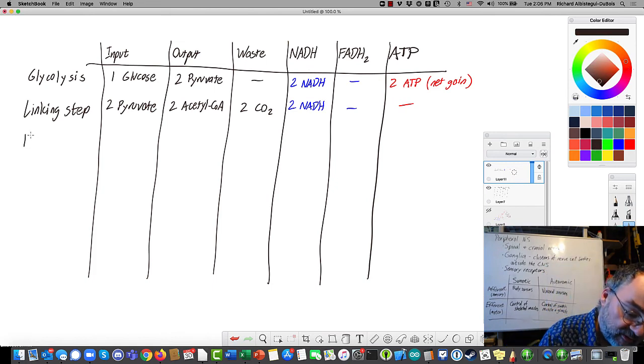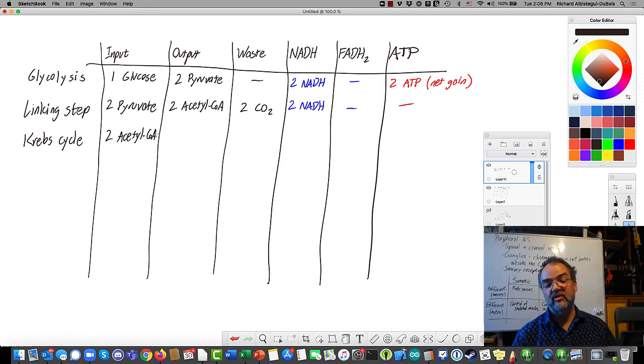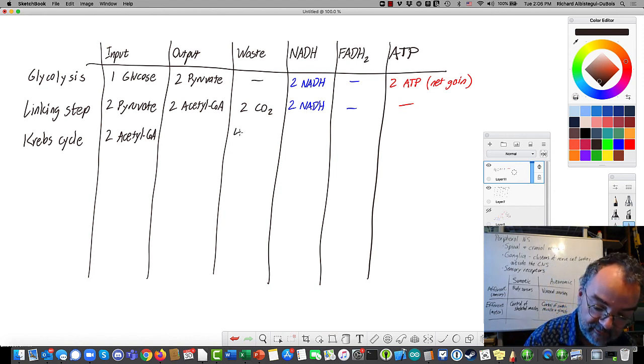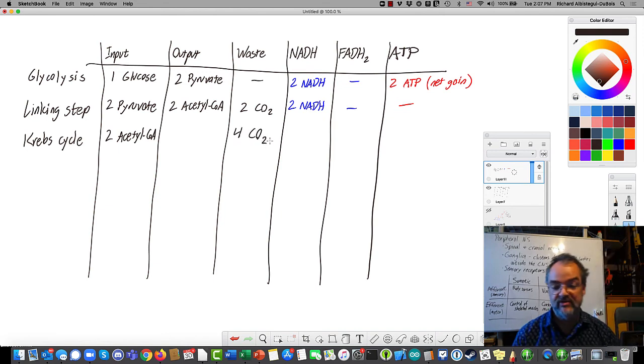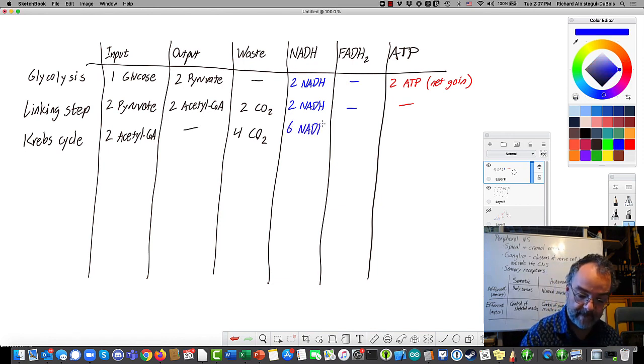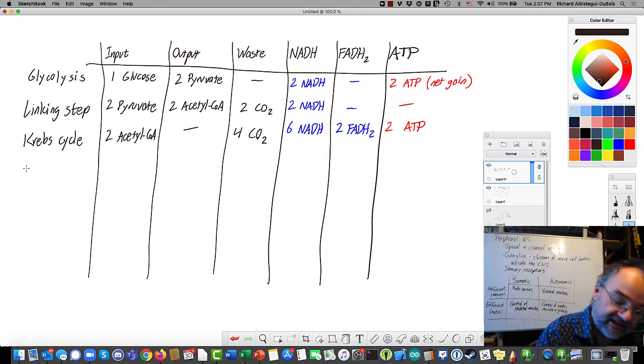Okay, next was the Krebs cycle. What went into that were the 2 acetyl-CoA. And in terms of useful output, there wasn't any. This was the final breakdown. So we ended up making 4 CO2s as waste products, but no useful output from that one. We did, on the other hand, make 6 NADH, 2 FADH2, and 2 more ATP. Then we had oxidative phosphorylation.